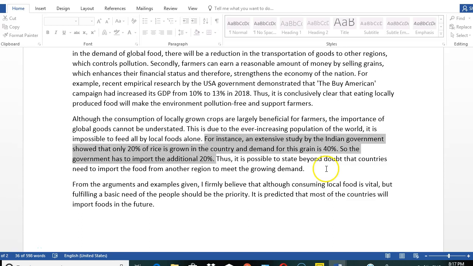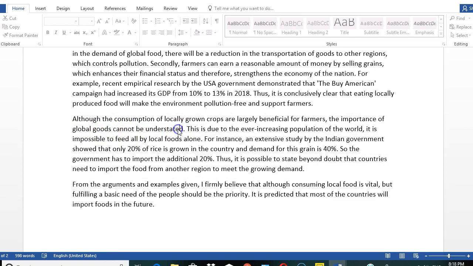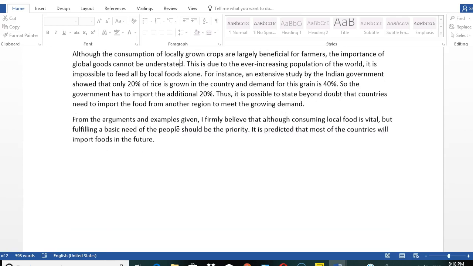Thus, it is possible to state beyond doubt that countries need to import the food from another region to meet the growing demand. Okay, yes, this is a great unified paragraph. In this paragraph you are arguing quite clearly for the fact that the importance of global goods cannot be understated indeed. Like, look what is happening.